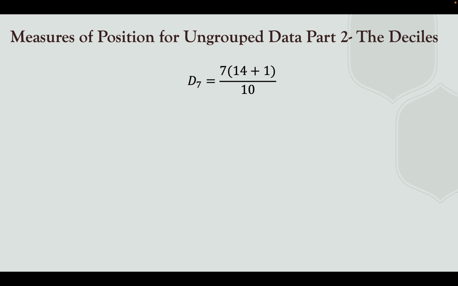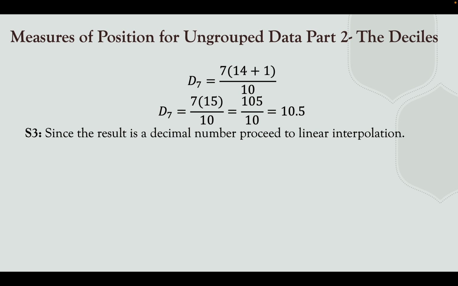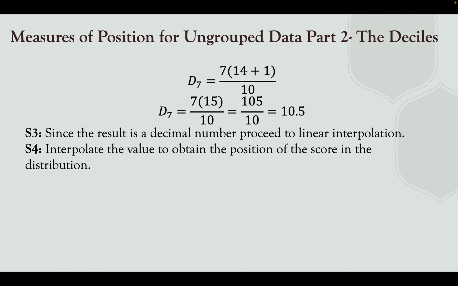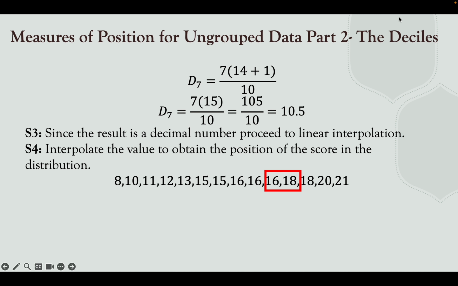So 7 times 14 plus 1 over 10. 14 plus 1, we have 15. 7 times 15, we have 105. Divide by 10, we have 10.5. Step number 3, since the result is a decimal number, proceed to the linear interpolation. Step number 4, interpolate the value to obtain the position of the scores in the given distribution. What are the data in between 10.5? We have the 10th and 11th data, which is 16 and 18.